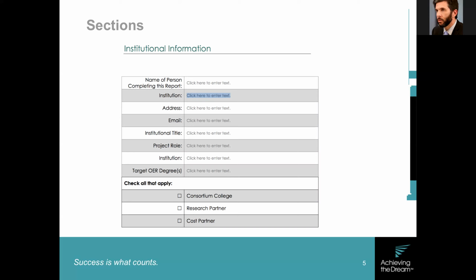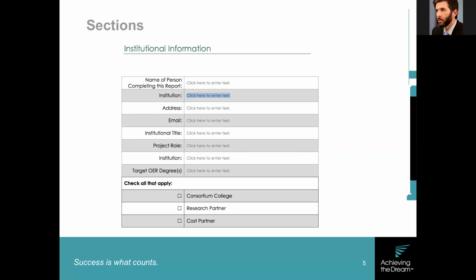The thing here is we want to know who you are, what your role is as the person completing the report. It's going to be a group effort, but someone needs to be in charge of pulling it together and submitting it. So we want to know who that person is and what their role is in the project, and then let us know on that document if you're a consortium college, if you're part of a system, if you're a research partner. That could be a college that is a research partner but not a cost partner, or you could also be a cost partner. So you might check all three of those boxes.